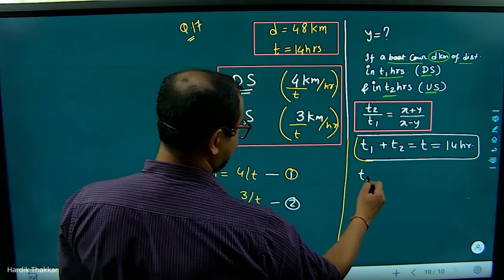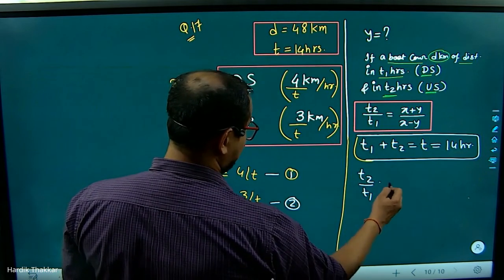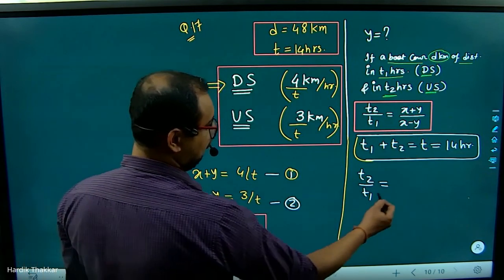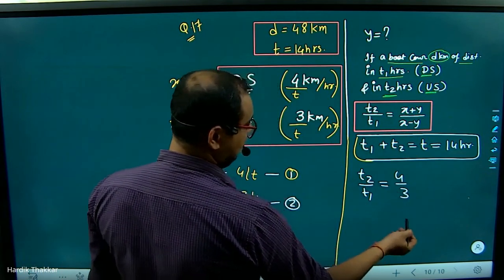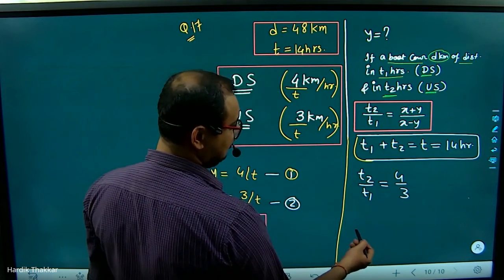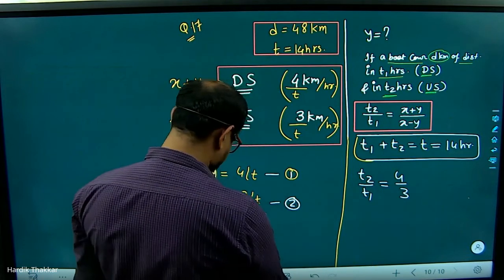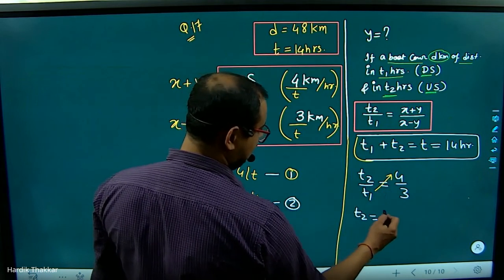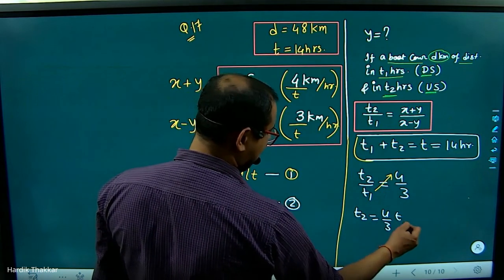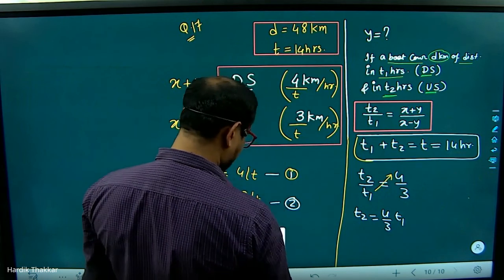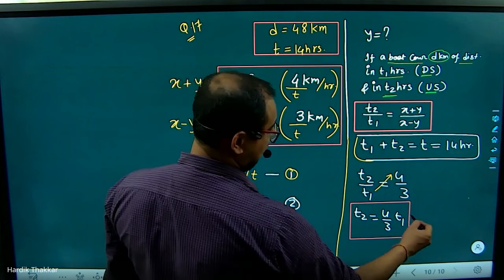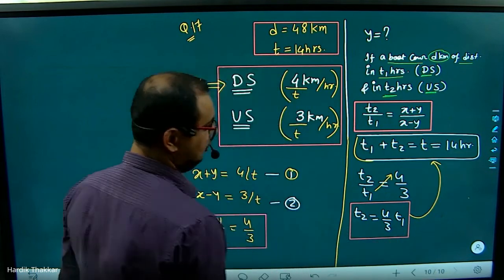Now we can also use this expression in order to find the ratio of t2 by t1. So the ratio of t2 by t1 is equal to x plus y upon x minus y, which is 4 by 3. Correct? Just cross multiply this term, that is t1, and you will get t2 is equals to 4 by 3 t1. Correct? Now put the value of this t2 in this particular expression and you will get t1.